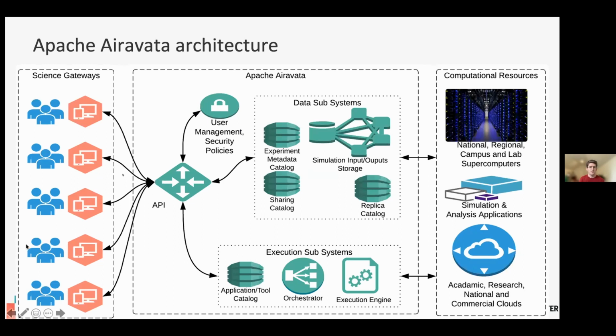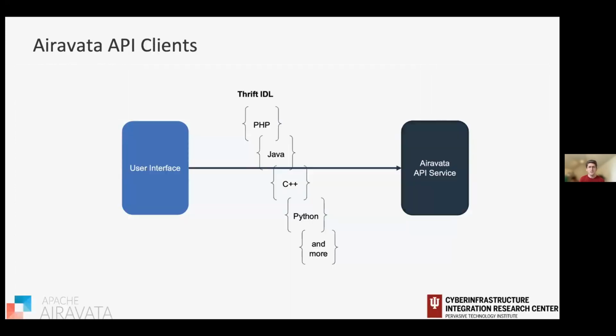So we've seen this slide in the previous presentation. I think I covered everything that I wanted to say there. The Django Portal sits here. It's basically a science gateway over here, and it uses the Airavata API. I'll get into the architecture of the Django Portal a little bit later.